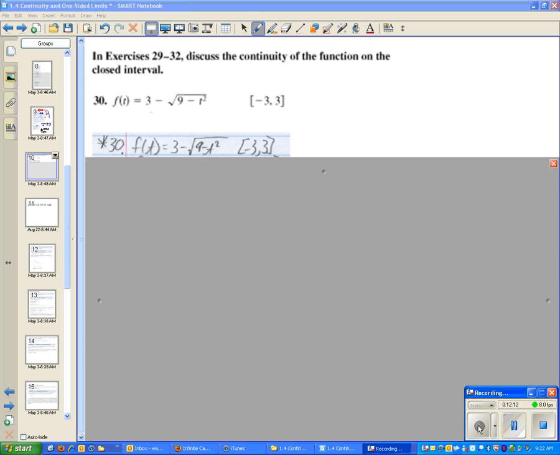Okay. Let's take a look at 30. This time the directions say, discuss the continuity of the function on the closed interval. All right, on the closed interval. So, something I didn't get to yesterday was defining continuity on a closed interval. We had continuity at a point. We had continuity at an open interval. This question asks us about the continuity of a closed interval.